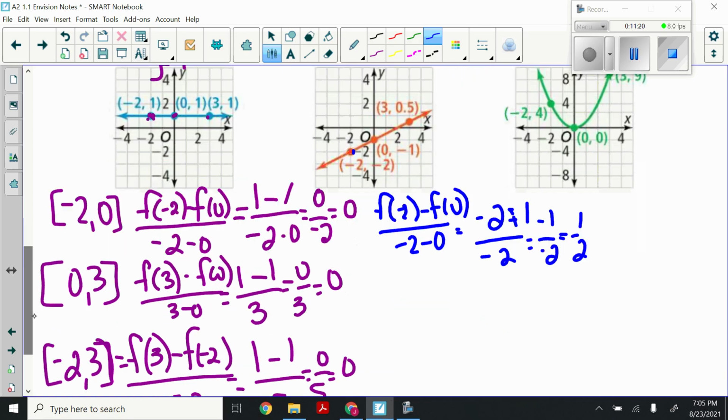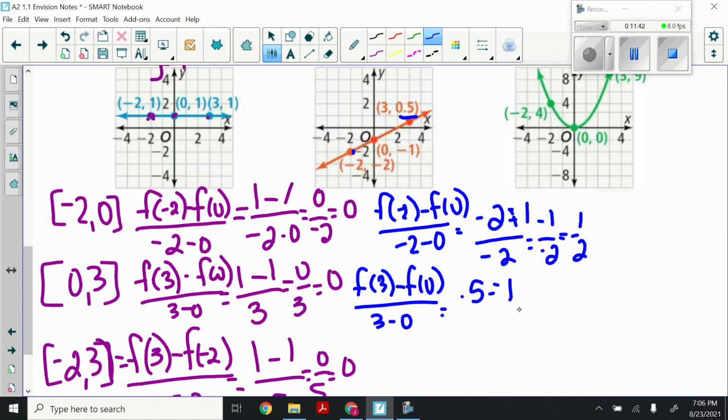So now the next interval, 0 to 3. So f of 3 minus f of 0 over 3 minus 0. So again, I look at my graph. When x is 3, it tells me my y value is 0.5, or 1/2. When x is 0, my y value is -1, over 3 minus 0 is 3. So on top, 1/2 minus the -1 turns to 1/2 plus 1, which is 1.5, right?